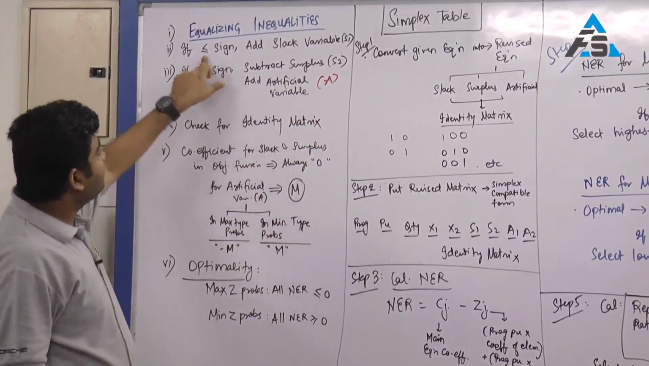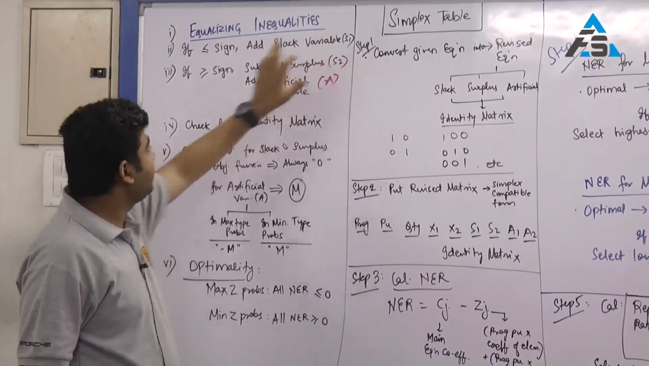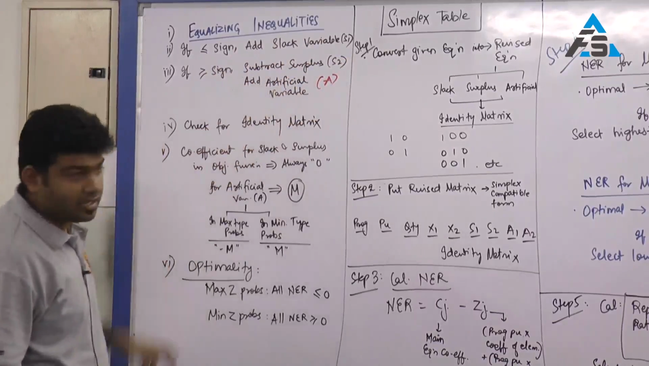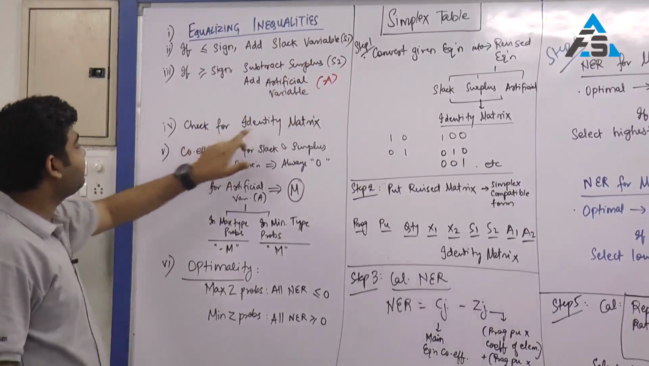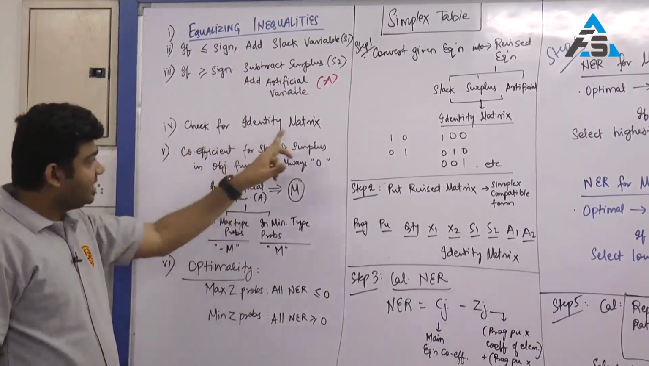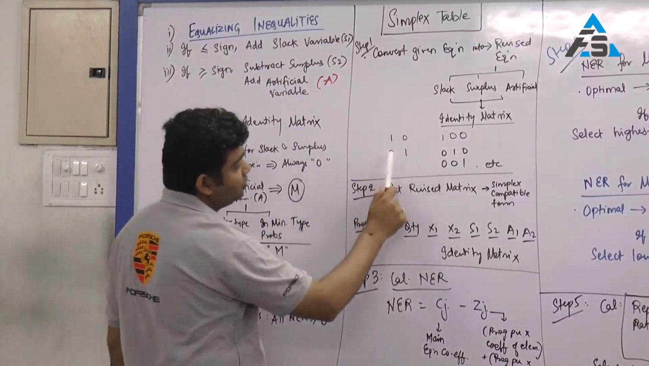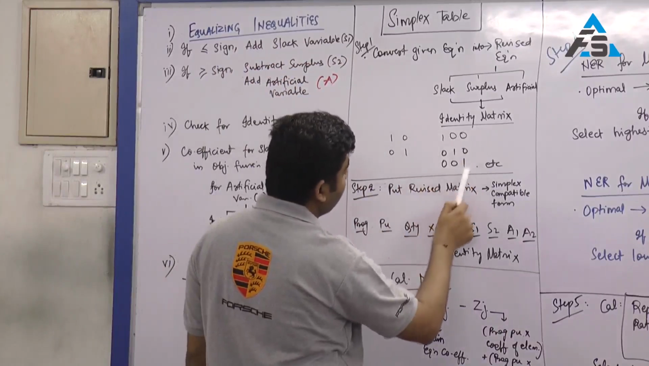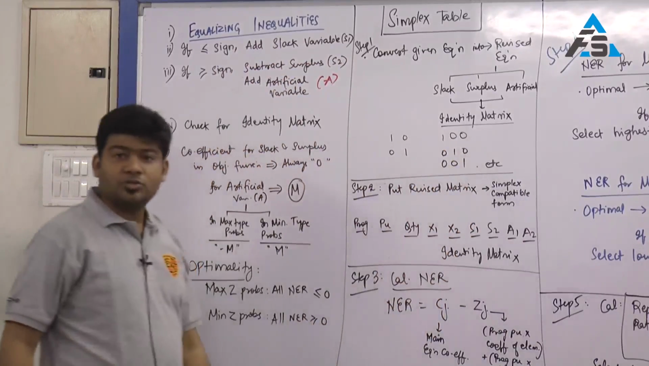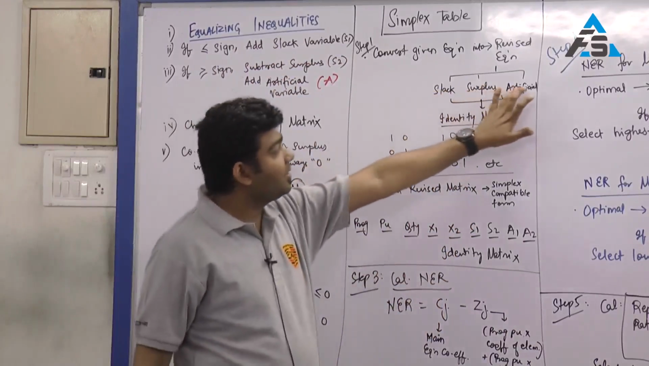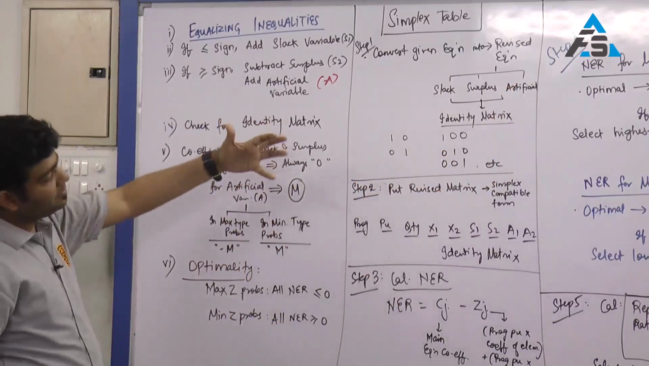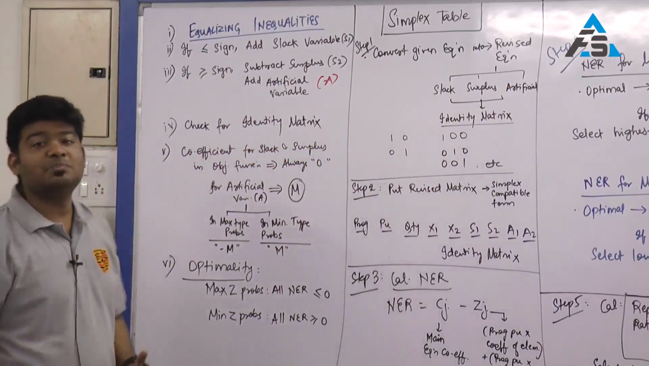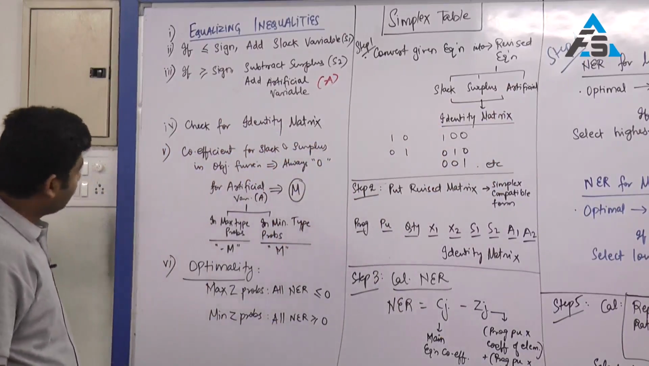So less than or equal to sign, add slack variable; greater than or equal to sign, subtract surplus variable and add artificial variable simultaneously. Then check for identity matrix. So identity matrix I have mentioned here: 1 0 0 1, 2 tier identity matrix; 1 0 0 0 1 0 0 0 1, 3 tier identity matrix, and so on and so forth. So slack, surplus, artificial, as the case may be, ensure that there is an identity matrix in the simplex table that we are going to make.